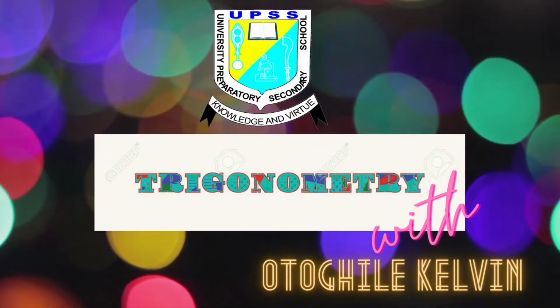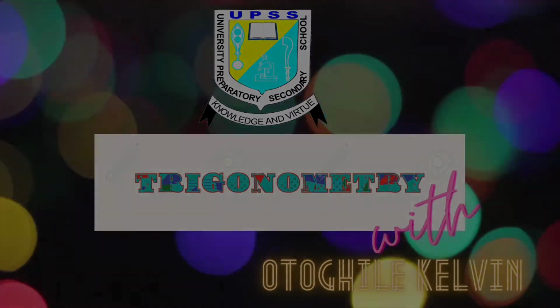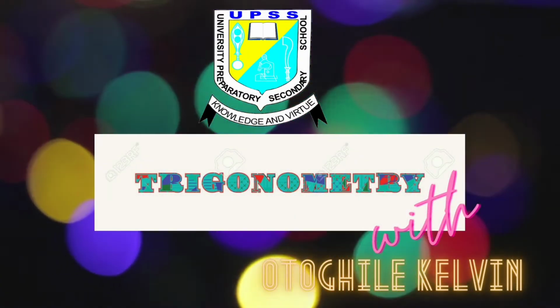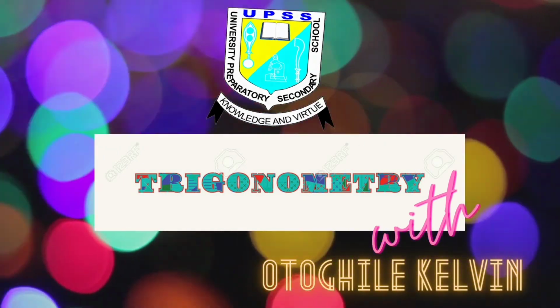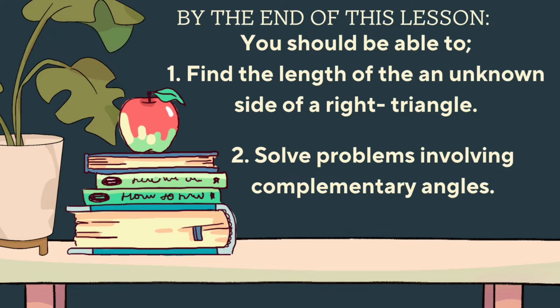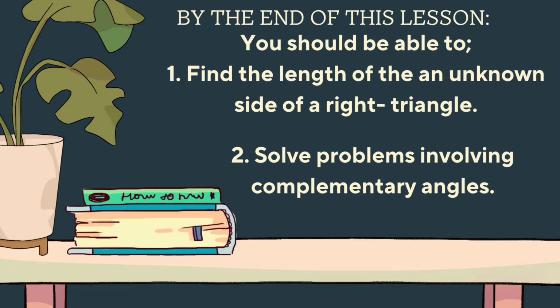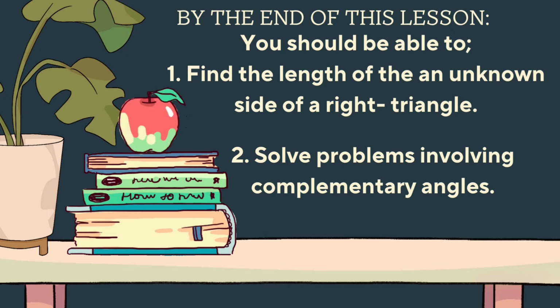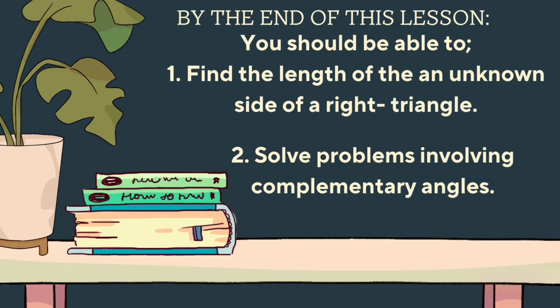In this class, I will be teaching you the topic trigonometry. Trigonometry is a field in mathematics that is dedicated to the study of triangles. In this class, I will be teaching you how to find the length of the unknown side of a right-angled triangle. I will also be teaching you how to find the unknown angle of a right-angled triangle, as well as how to solve problems involving right-angled triangles.